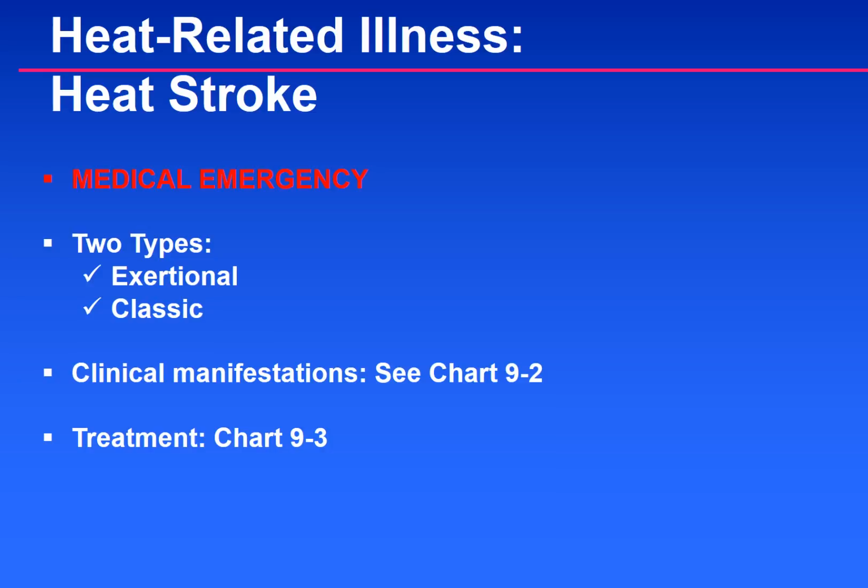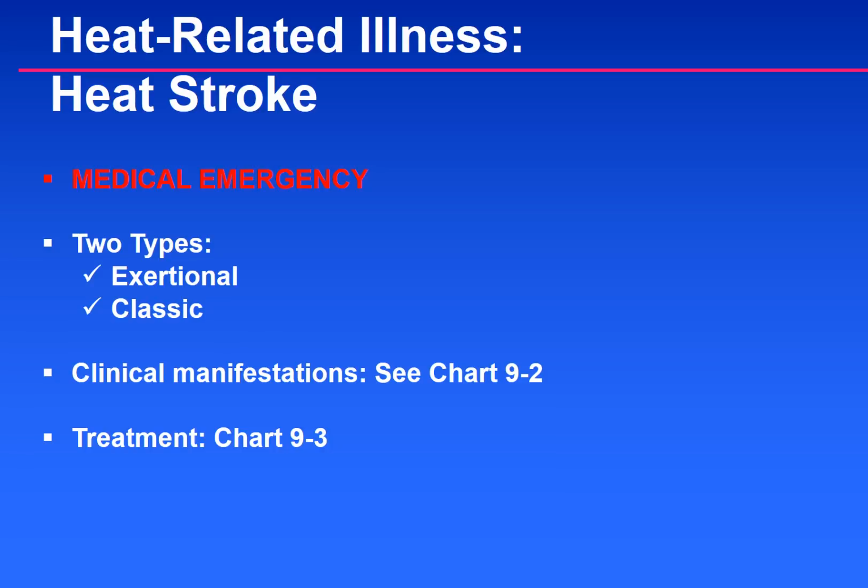They're confused, bizarre behavior, may progress to seizures, coma. They are hypotensive, tachycardic, tachypneic. So their pressure's low, heart rate is up, compensating, and tachypnea, blowing off that CO2. They go into a multi-system failure.